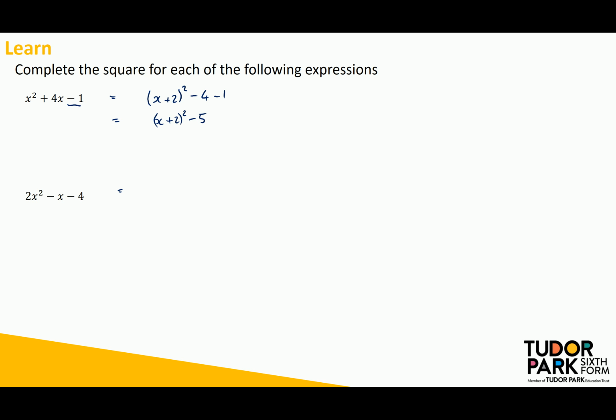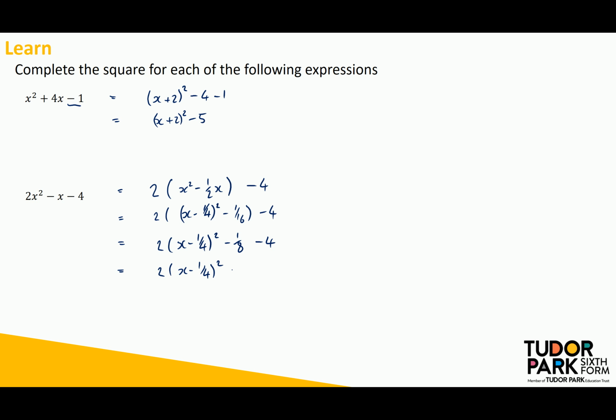In the next example, again, I'm going to ignore the constant. This time I have to factorise again, so that's going to give me 2 lots of x squared minus a half of x. Leave the 4 on the end, which is 2 lots of a half is a quarter, so that's x minus a quarter squared minus a 16th minus 4. Expanding gives me 2 lots of x minus a quarter squared minus an eighth, and then minus that 4, and again collecting at the end I've got x minus a quarter squared minus 33 over 8.